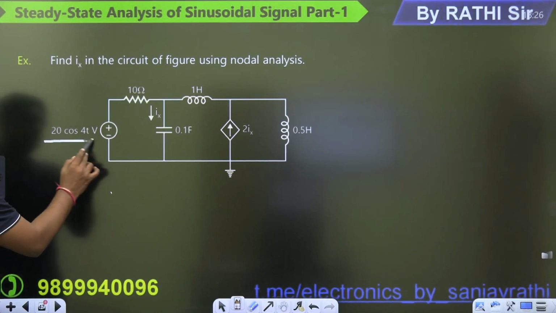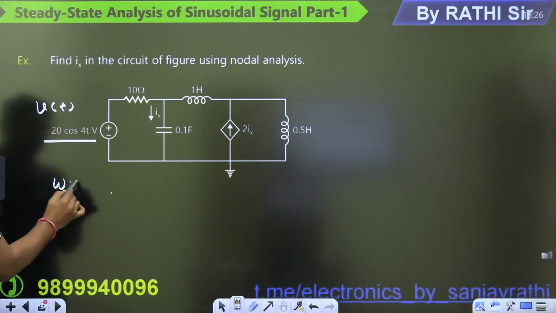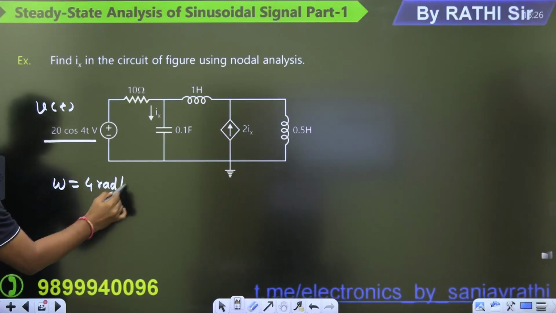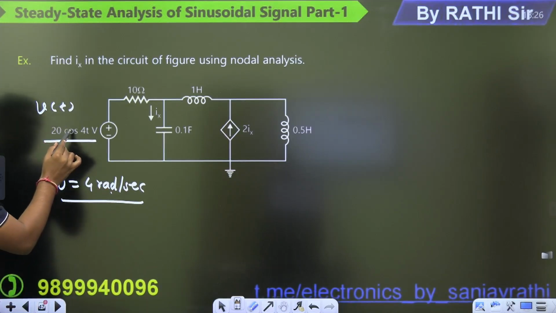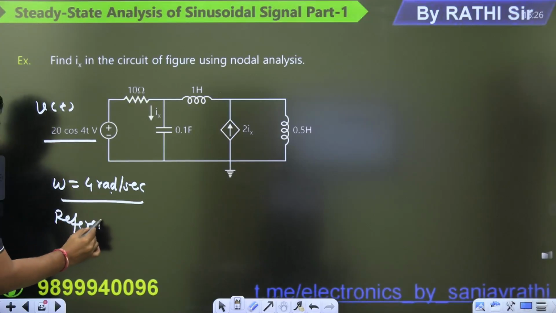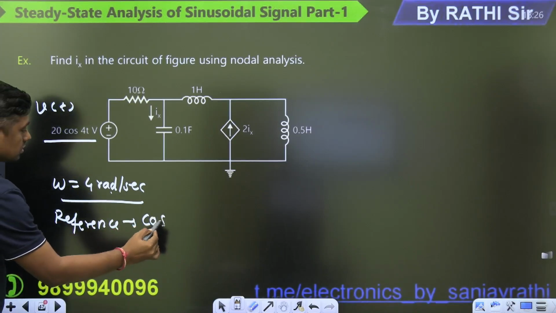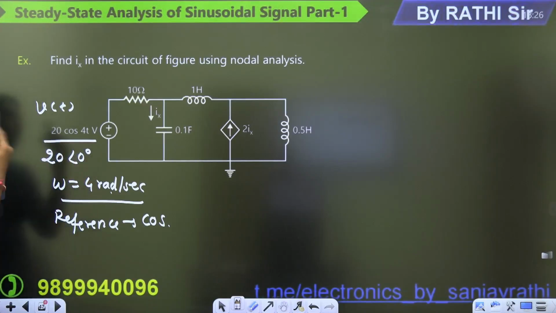Watch this signal. This is in the time domain. This is Vt. What is the peak value? 20. Cos of 4t. So what is the omega? 4 radian per second. If you are taking the cos as a reference, you can convert this voltage source to 20 angle of 0 degrees. That is the conversion from time domain to frequency domain: 20 angle of 0 degrees.